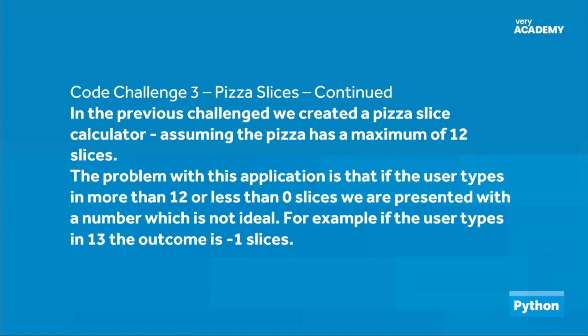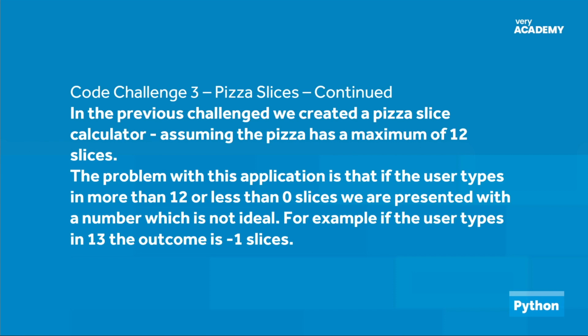Taking you back to the previous module, we created a very simple pizza slice calculator, whereby we had a maximum of 12 slices. The user types in the amount of slices they've eaten. We then return the amount of slices that are left. Now, the problem with this application is that if the user types in more than 12 or less than 0 slices, we are presented with a number which is not ideal. So, for example, if the user types in 13, the outcome is -1 slices.